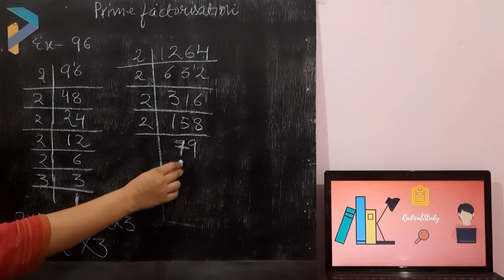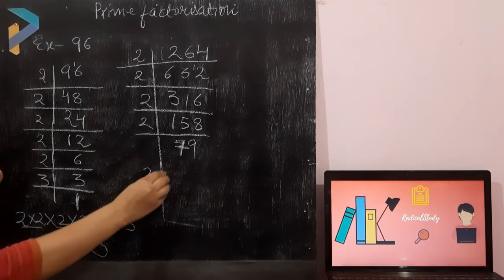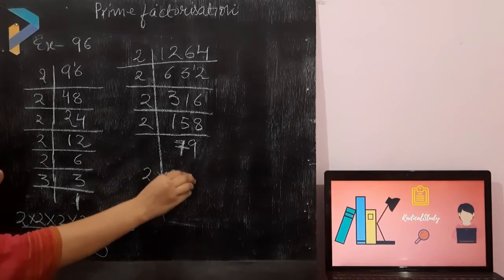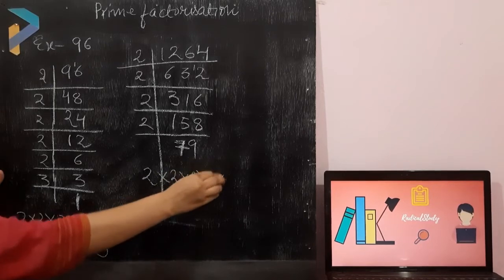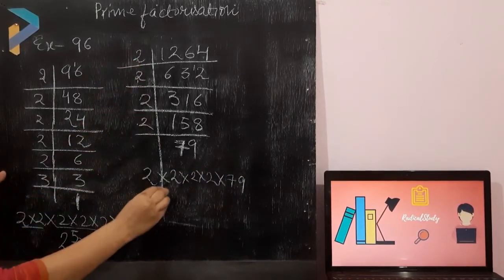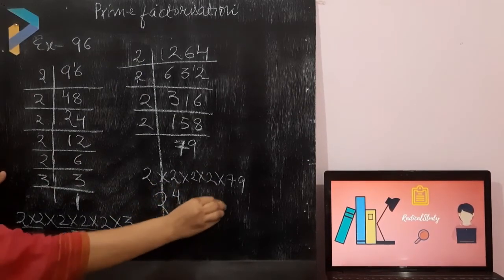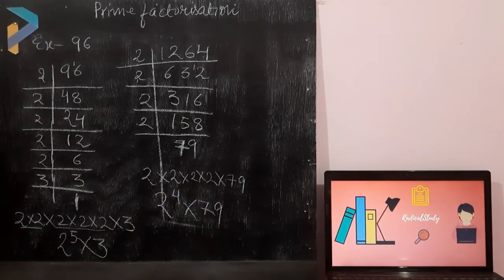So the prime factorization of 1264 will be 2 multiplied by 2 multiplied by 2 multiplied by 2 multiplied by 79, which can be written as 2 to the power of 4 multiplied by 79. Now please pay attention. I am going to explain the next example.